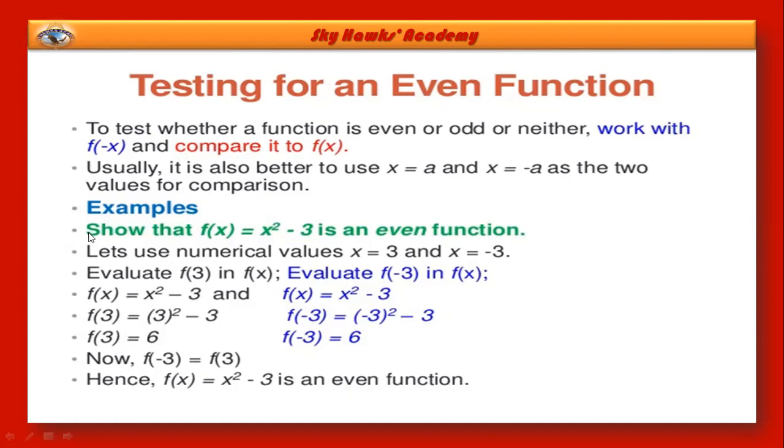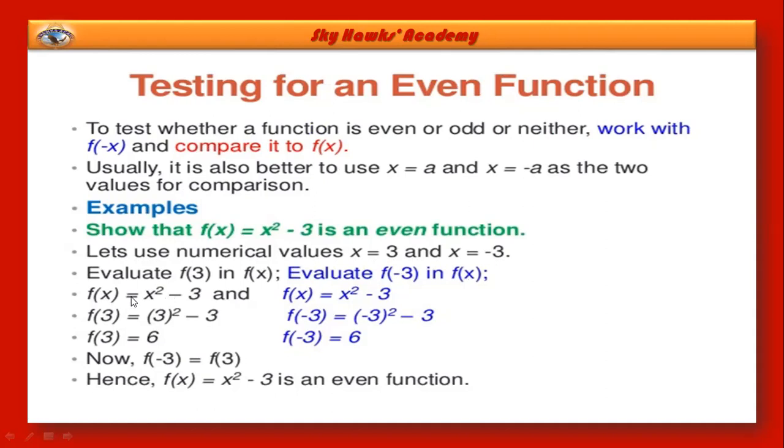Examples, please read this one. Show that f of x is equal to x squared minus 3 is an even function. Let's use numerical values x is equal to 3 and x is equal to negative 3. Evaluate f of 3 and f of x. Evaluate f of negative 3 and f of x.